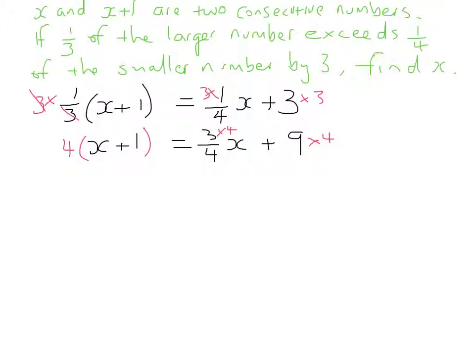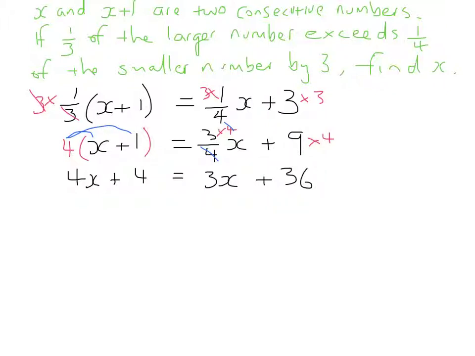And what we end up doing is I'll expand out these brackets, so we get 4 times x is 4x, and 4 times 1 is 4, is equal to, now on the right hand side, the 4 down there will cancel that, so we end up with 3x plus 9 4s are 36.